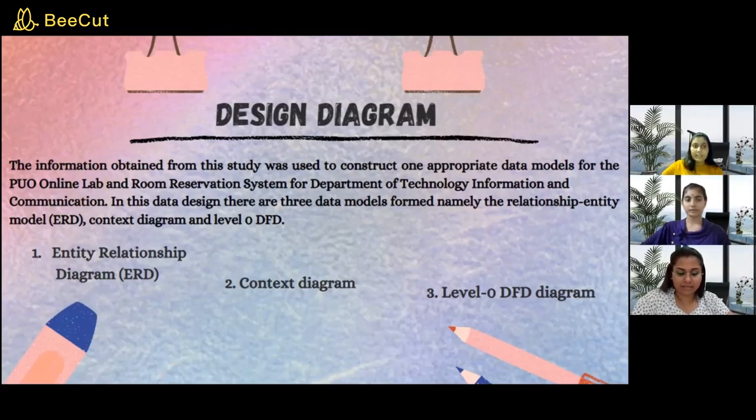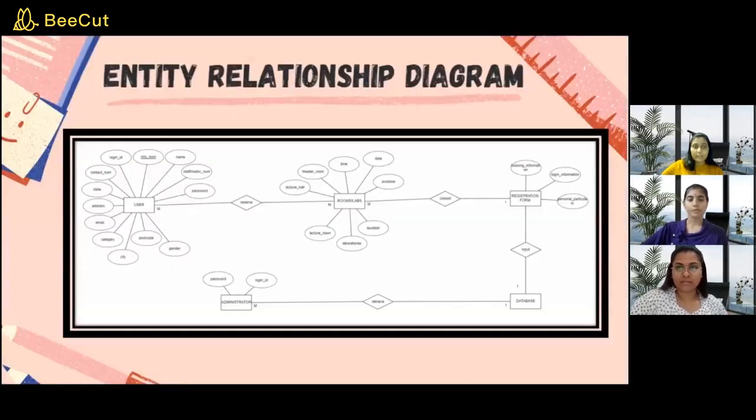In this data design, there are three data models formed, namely the Entity Relationship Diagram (ERD), Context Diagram, and Level 0 DFD. The first one is Entity Relationship Diagram, ERD. The ERD model for the PEO online lab and room reservation system for Department of Technology, Information and Communication is shown in the figure above.